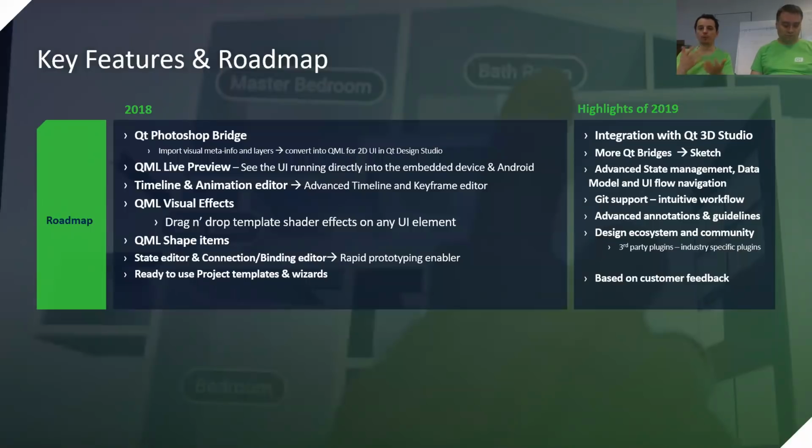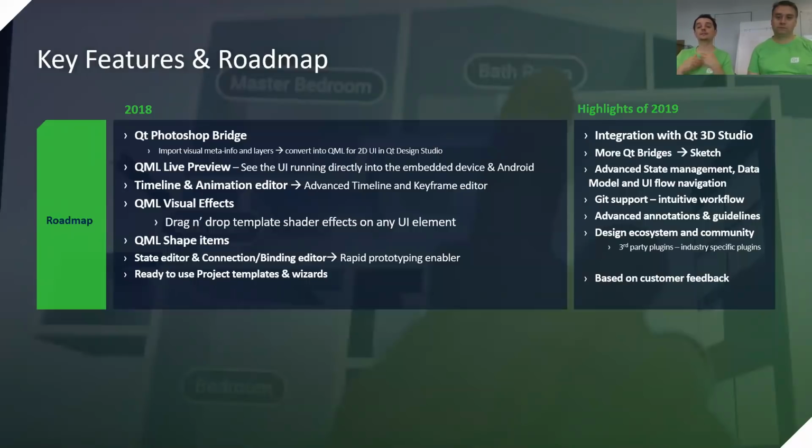We want to create more Qt bridges. As I mentioned, we have the Qt Photoshop bridge. Now we want to expand towards more visual graphical tools, right? So Sketch is definitely on the line there. I think we should have that sometime in 2019, early 2019, but certainly we're looking into other tools. So Figma is one of those that I am currently exploring with a partner of ours.